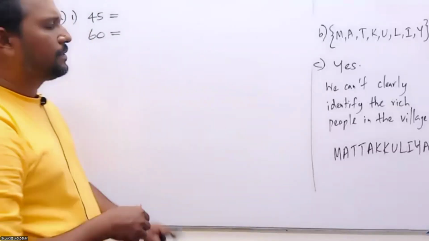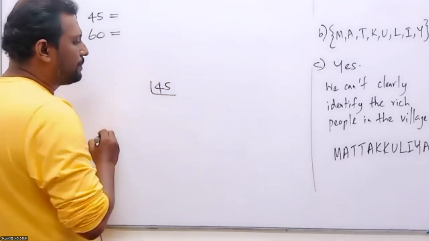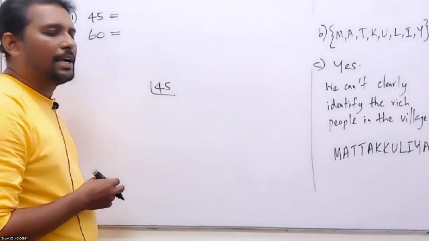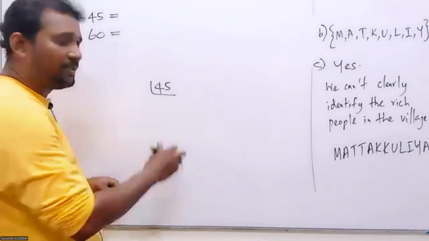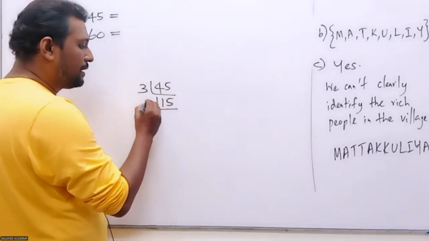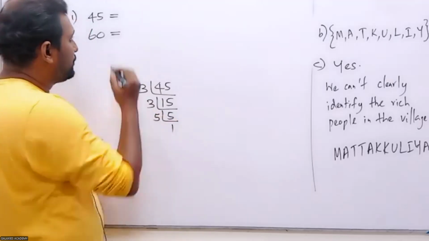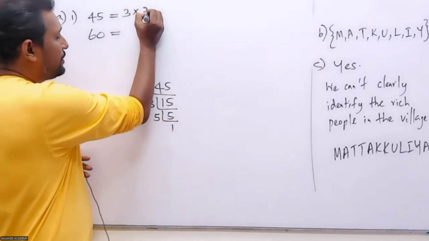Right? How you can write it? 45. 45 I can divide by the prime numbers. 45 we can't divide by 2, but you can divide by 3. 45 divide 3 is 15. 15 again I can divide by 3. 5. 5 divide 5, 1. So 45 we can write 3 multiply 3 multiply 5.